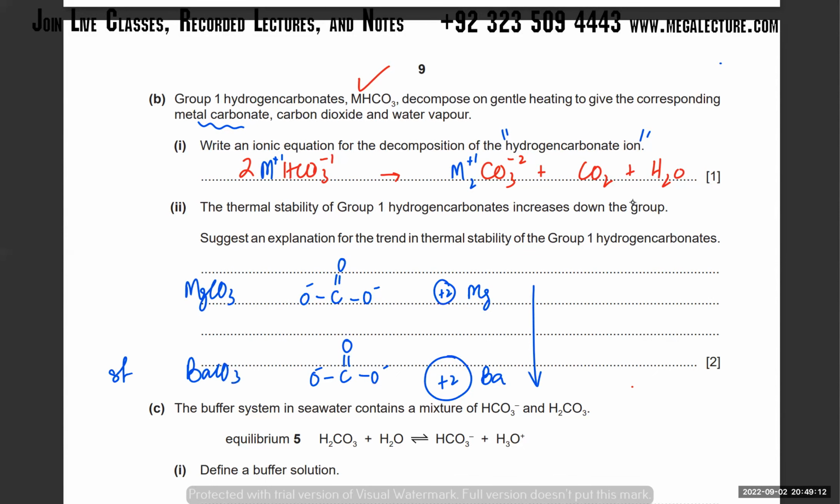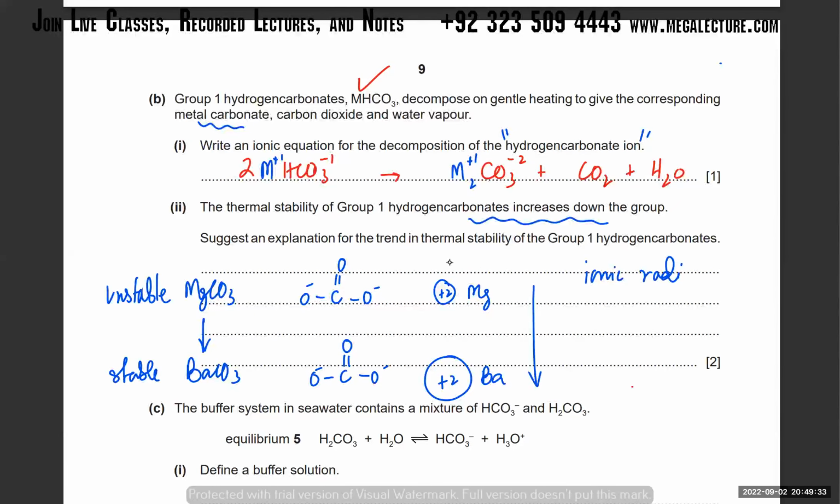So this one is stable, and the top one is unstable. It decomposes easily. That's what the question is stating as well, that the stability increases down the group, right? So we need to figure out and find the reason. Now the only thing that's changing is the ionic radius, right?